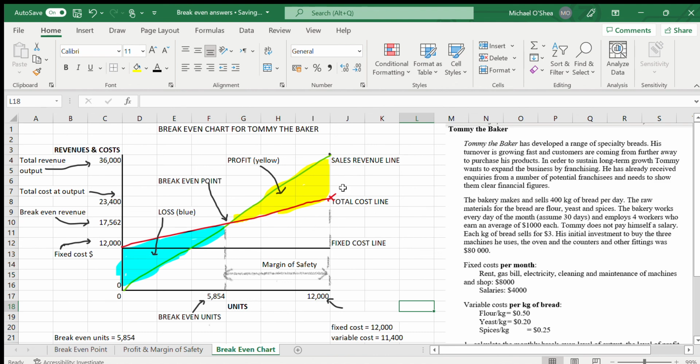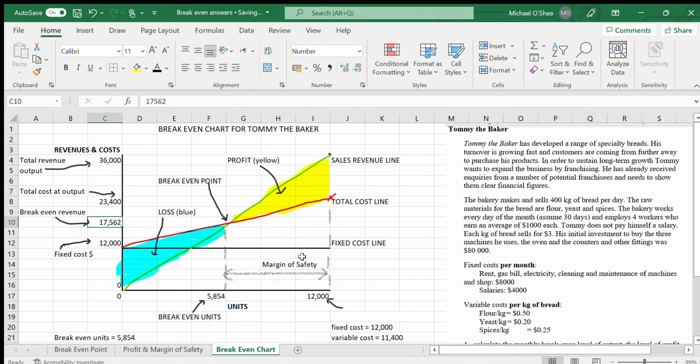So fixed cost line, sales revenue line, total cost line. After that is just labeling. Profit, sales is greater than cost. Loss, sales is less than cost. Break-even point is where they meet. It's just a point, and you need to show the units as you've already calculated, and the revenue, which is just simply the units multiplied by the selling price, because you're going to find out how much money that makes you. How much money do you have to make to cover your cost? 17,562. After that, you've got everything here done, and you just have to show the margin of safety, which is the difference between total output and break-even point, which is there.